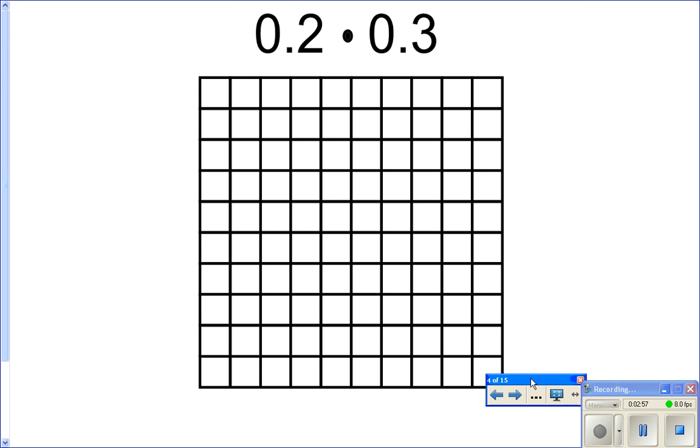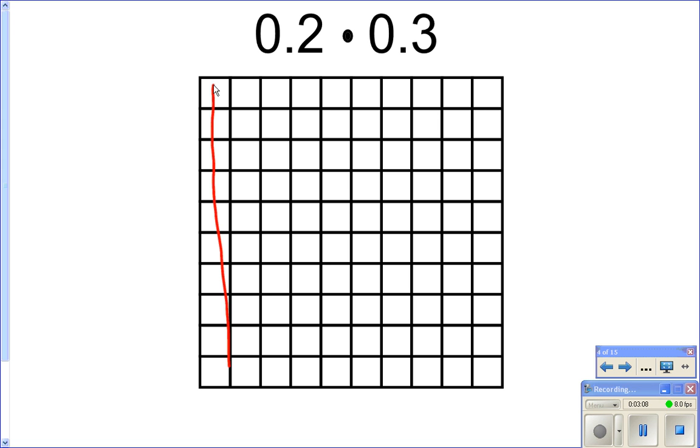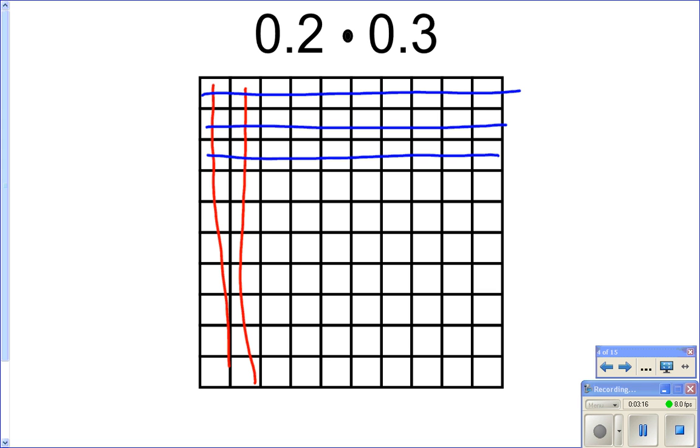Now try to do this one on your own and then check it. You can pause the video. Okay, so we have 2/10 times 3/10. So you have 2 columns and 3 rows. Again, we're going to count how many squares are colored in both. So there's 1, 2, 3, 4, 5, 6. Okay, so 6 out of 100 squares are shaded in. So the answer is 6/100, 0.06.